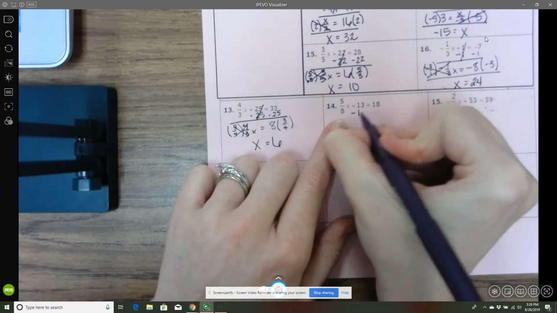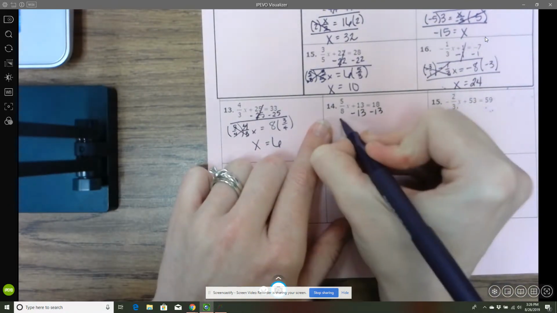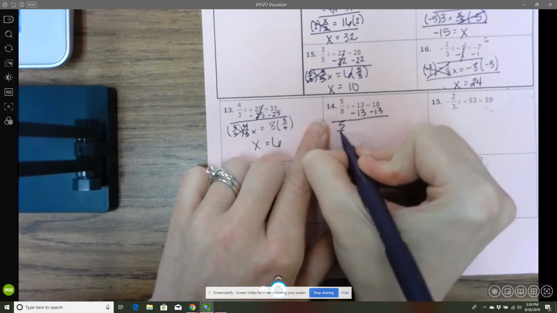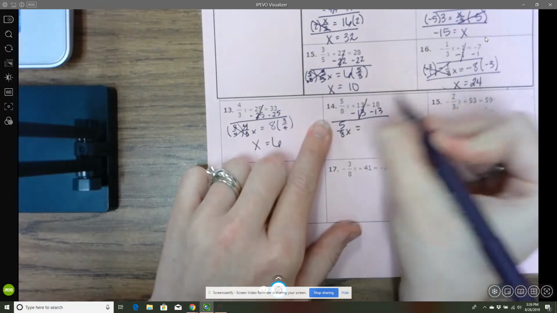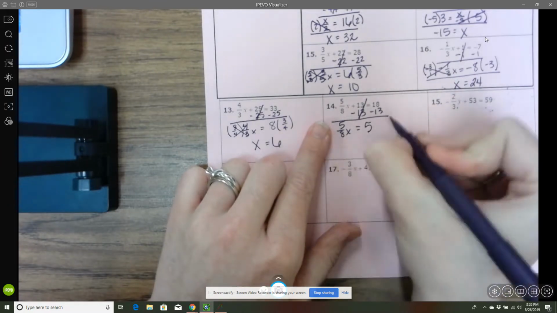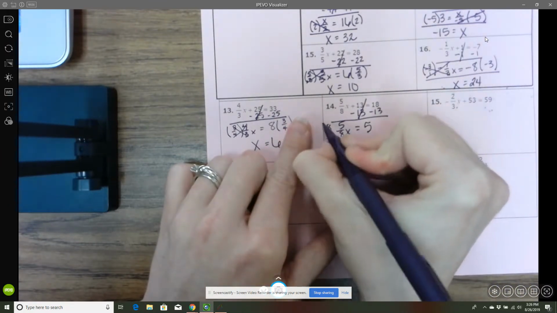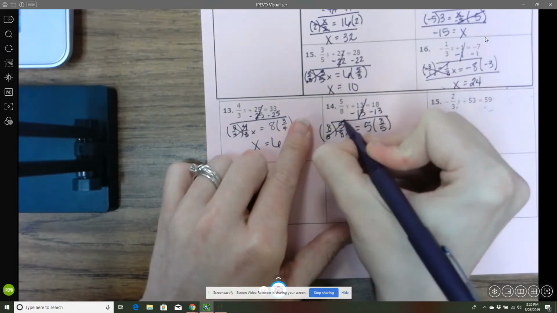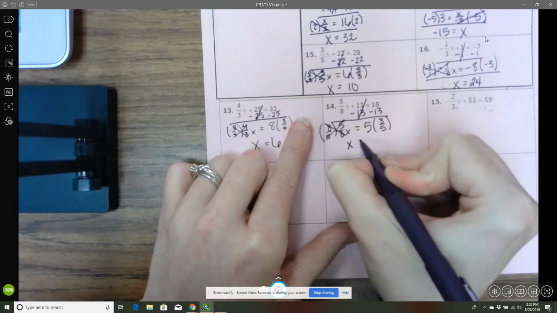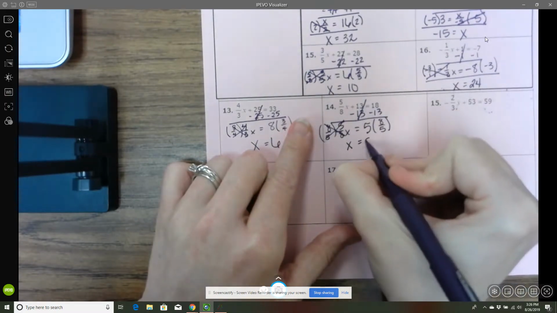So in this one, addition and subtraction first. So this would cancel. 18 and a negative 13 would give me a 5. Multiply by the reciprocal. So this would cancel and this would cancel. So x would equal 8.